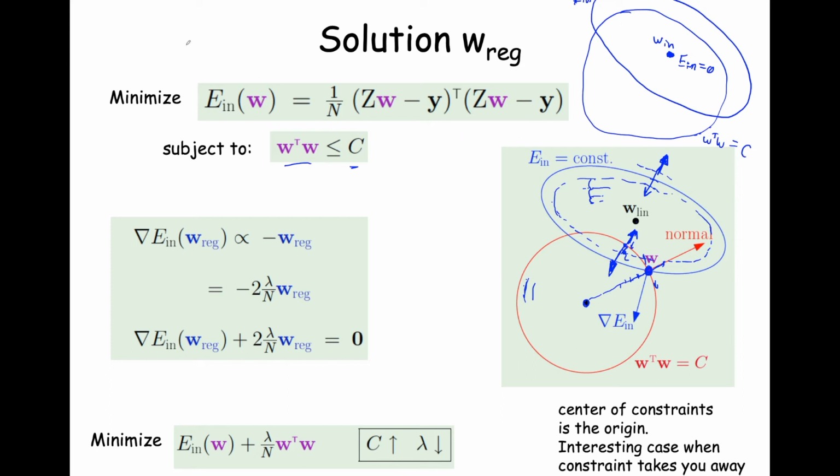On the flip side, you could have your constraint. So here's your constraint. This is your W transpose W equal to constant. And let's say your E_in was way out here, right? So let's say E_in, and this is your W-Lin solution, and E_in is equal to a constant.